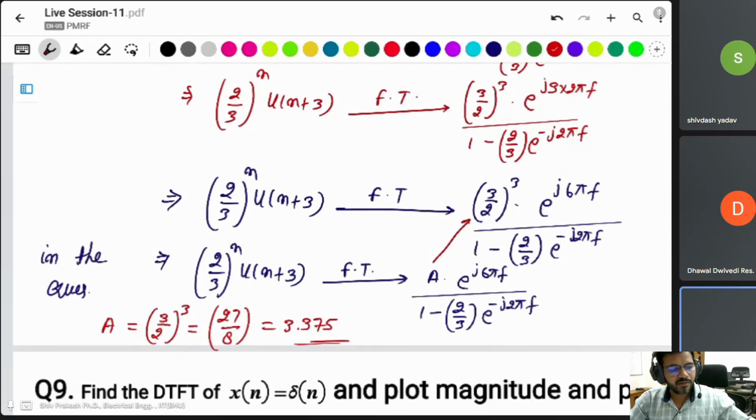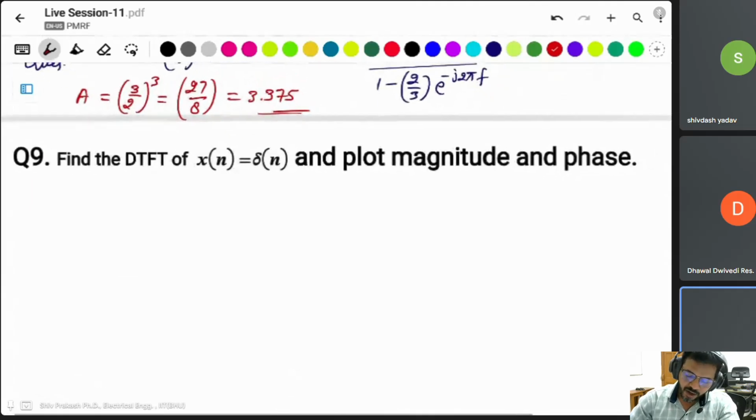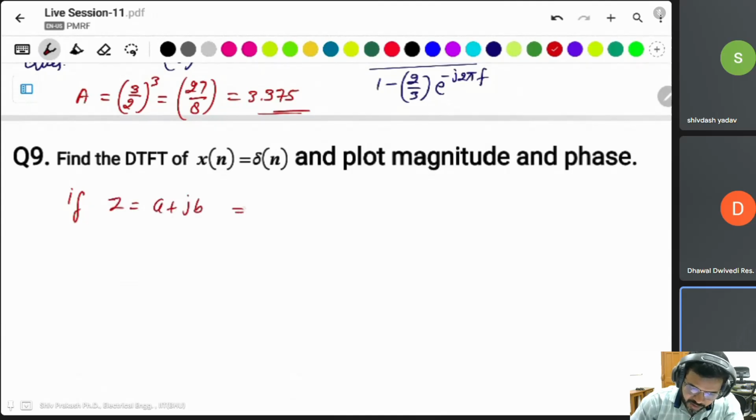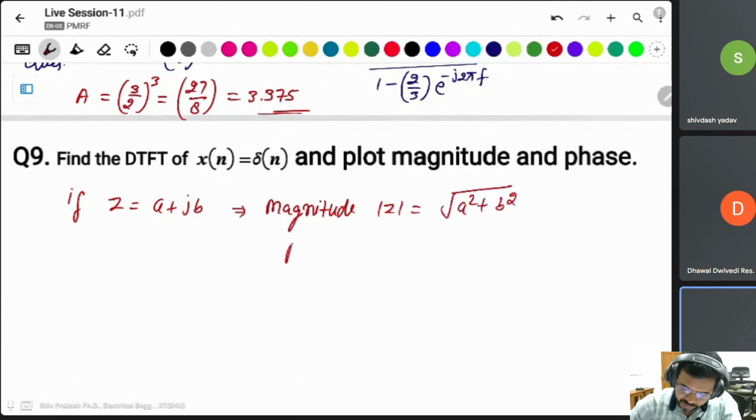Okay, fine. Next, how can you plot the magnitude and phase of the discrete time Fourier transform? For any complex function, you know it will be in the form of e to the power of j form. The magnitude of this one is the square root of a squared plus b squared, and the phase will be the tan inverse of b by a.